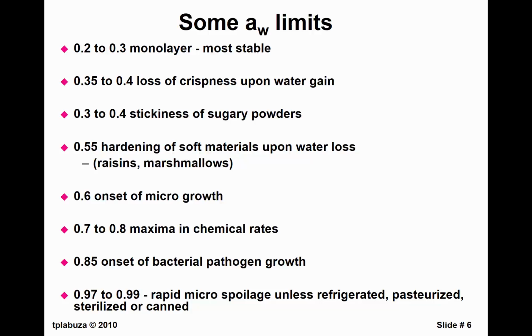We generally, when we're out in the plant, don't use water activity as a control mechanism. We use moisture content because it's easier to do it that way. But we have to have that relationship between both the moisture content and the water activity. 0.7 to 0.8 is the maximum in chemical rates, and then 0.85 is the onset of bacterial pathogen growth. A number of you doing capstone are going to be measuring water activity on your product because it's going to be important from the standpoint of shelf life.